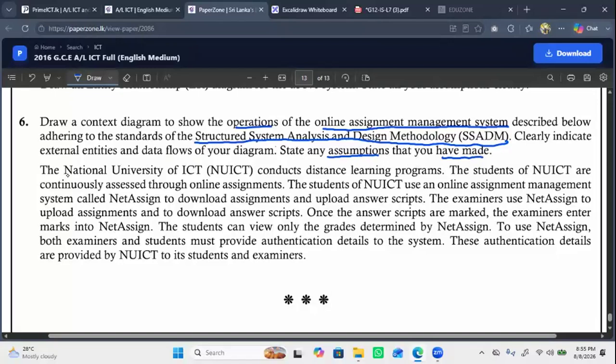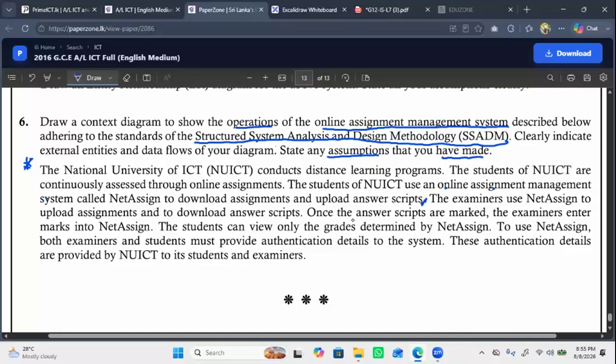Okay. The National University, this is a story starting from here. That's just the question. This is a story. The National University of ICT, NUICT, conducts distant learning programs. Students of NUICT are continuously assessed through online assignments. The students of NUICT use an online assignment management system called NetAssign to download and upload answer scripts.